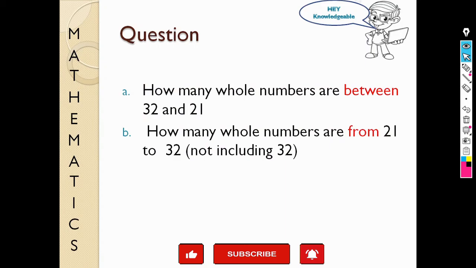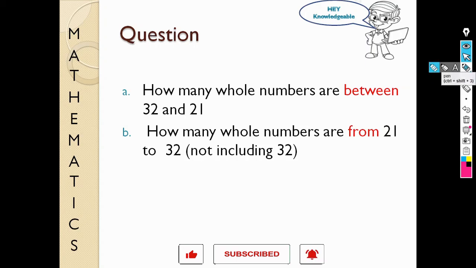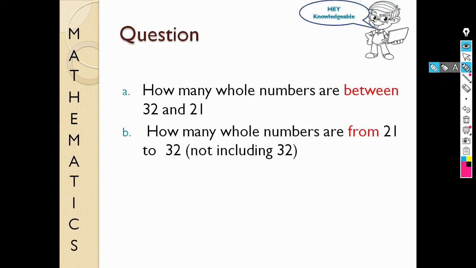So let's try to solve some questions. The first question tells: how many whole numbers are between 32 and 21? You will have to understand this question well. This means the question is telling us not to include 32 and 21. It is just trying to find the number of whole numbers that are between 32 and 21.